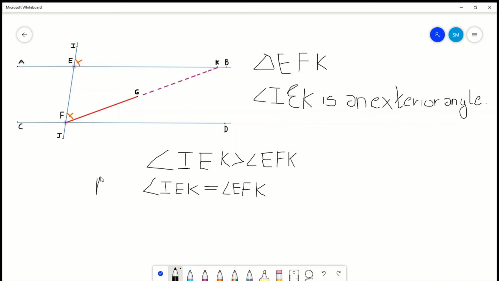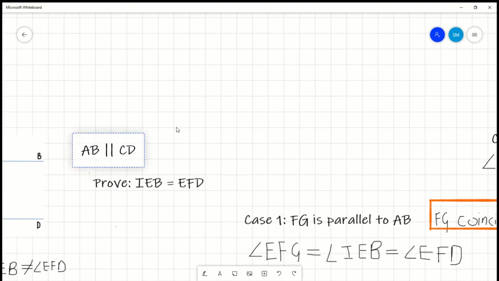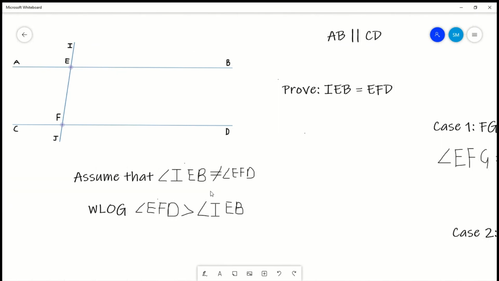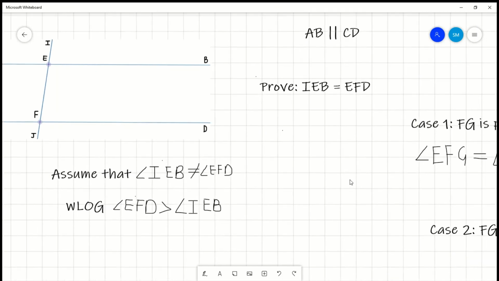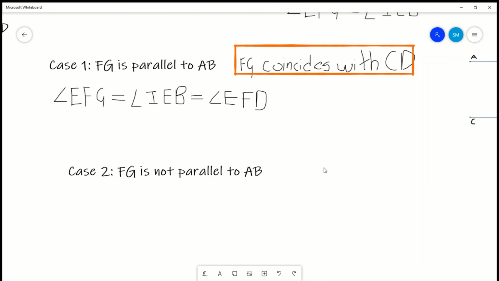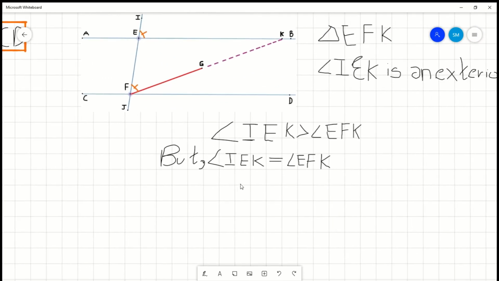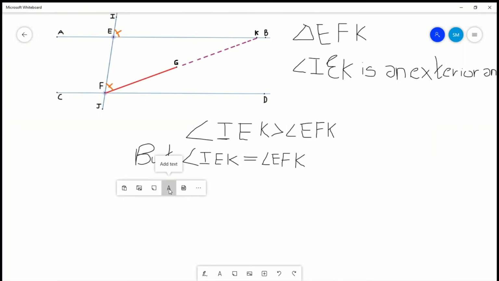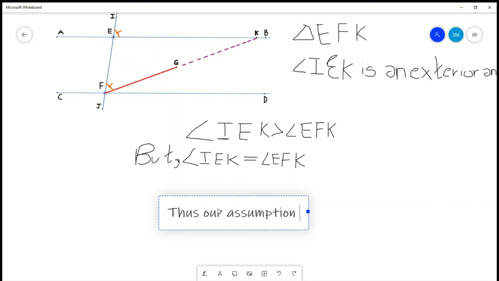I'll just write a contradiction here. This contradicts our assumption. All of this which we have done is due to the assumption which we used at first, that angle IEB does not equal angle EFD. But case 2 and case 1 actually prove that this assumption is wrong. So because of this, I'll write it down. Our assumption is wrong.